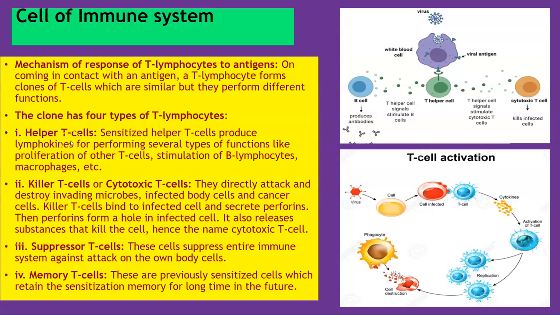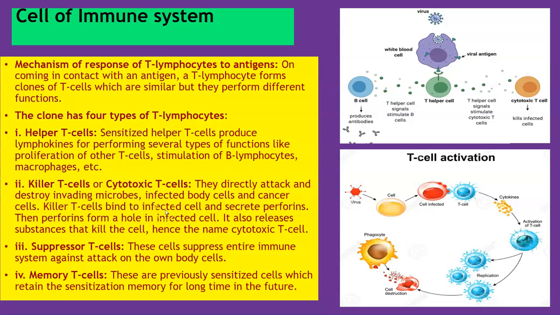The first one is the helper T cells. These sensitized helper T cells produce lymphokinins for performing several types of functions like proliferations of other T cells, that is sensitizing other T cells, stimulation of the B lymphocytes and the macrophages. Then we have the killer T cells or the cytotoxic T cells. These directly attack and destroy the invading microbes, infected body cells and cancer cells.